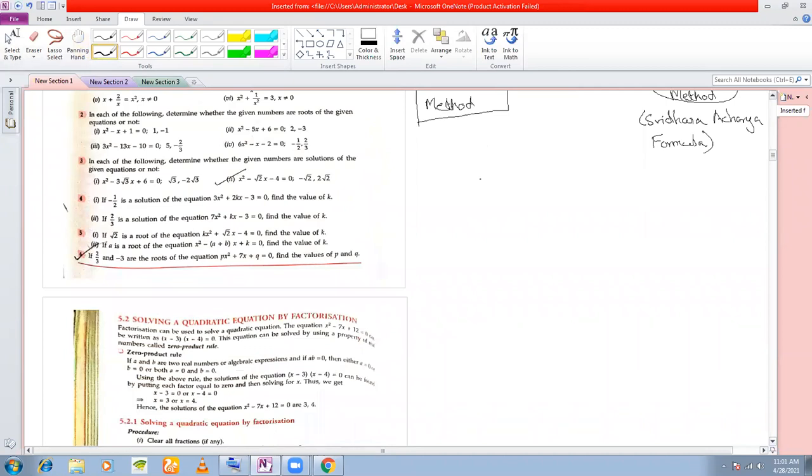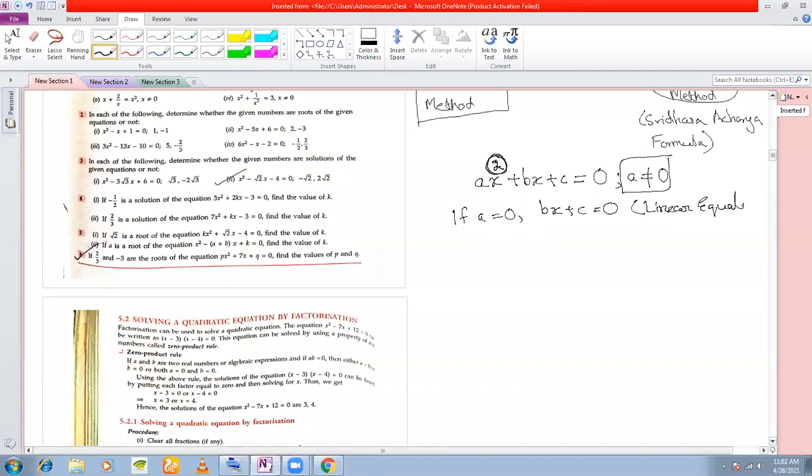You know what a quadratic equation looks like. A quadratic equation looks like this: ax square plus bx plus c equal to 0, where we always say that a cannot be equal to 0. Quadratic means qua, which means 2. So the highest power of x must always be 2 in a quadratic equation. Therefore a cannot be equal to 0, because if a is equal to 0, then we get bx plus c equal to 0. This actually becomes a linear equation, which does not remain a quadratic equation, right?